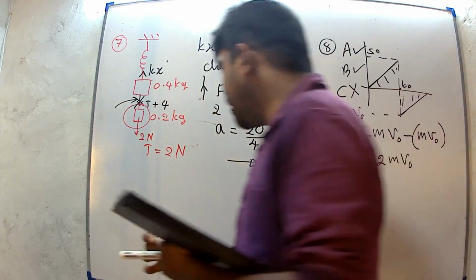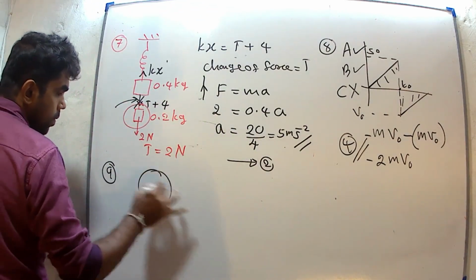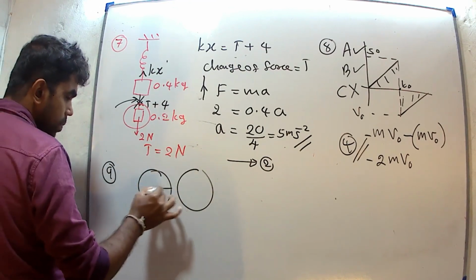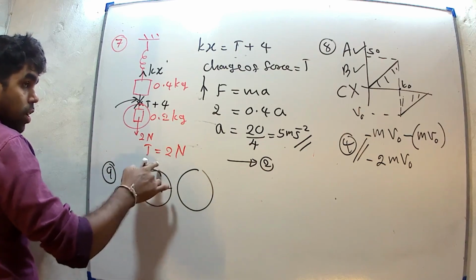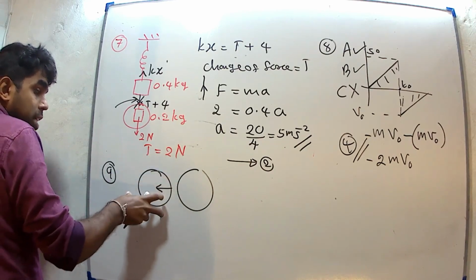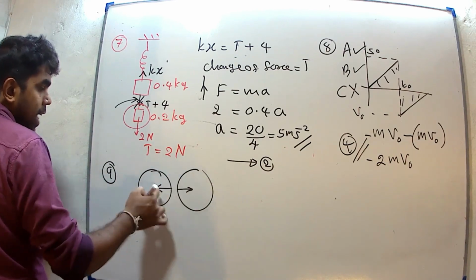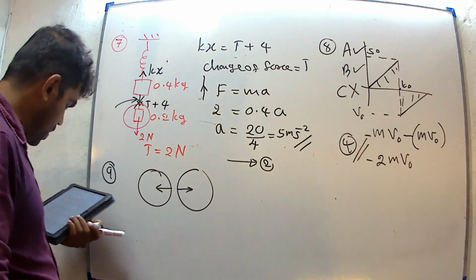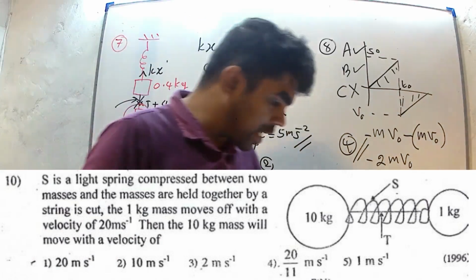Then when colliding these two objects, there is a reaction in this direction due to this object. On this object there is a reaction due to this one, and on this object there is a reaction due to this one. Then correct diagram is C for the question number 9. Then question number 10.